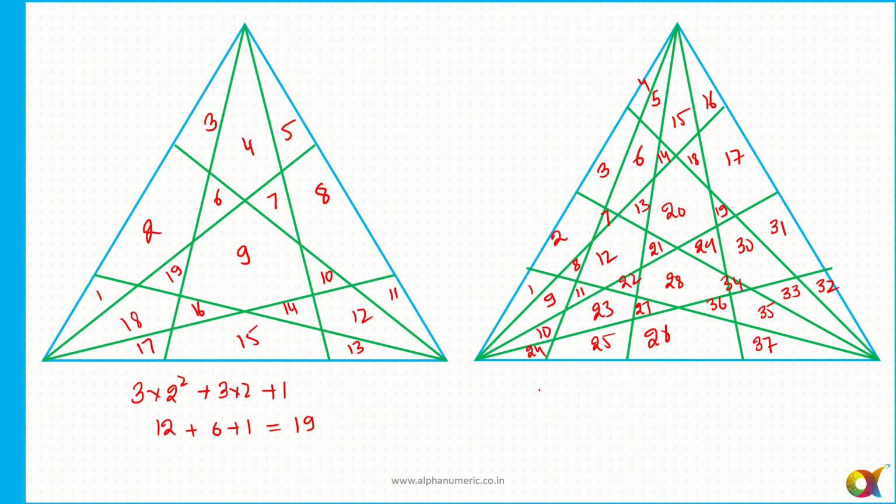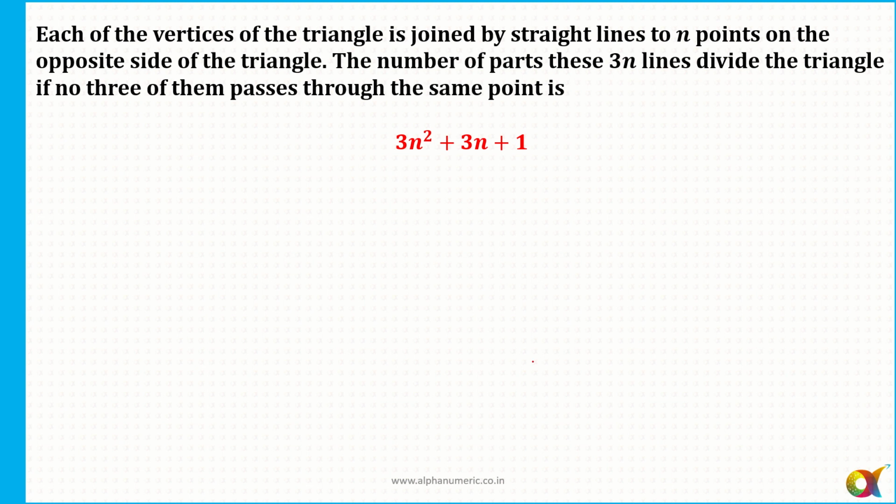If I have drawn three lines, then in that case your answer is 3 into 3 square plus 3 into 3 plus 1. 3 into 3 square is 27, 3 into 3 is 9, and plus 1. So 27 plus 9 plus 1 is equal to 37. And you can see there are 37 regions. So in general, it is always given by the formula 3n square plus 3n plus 1.